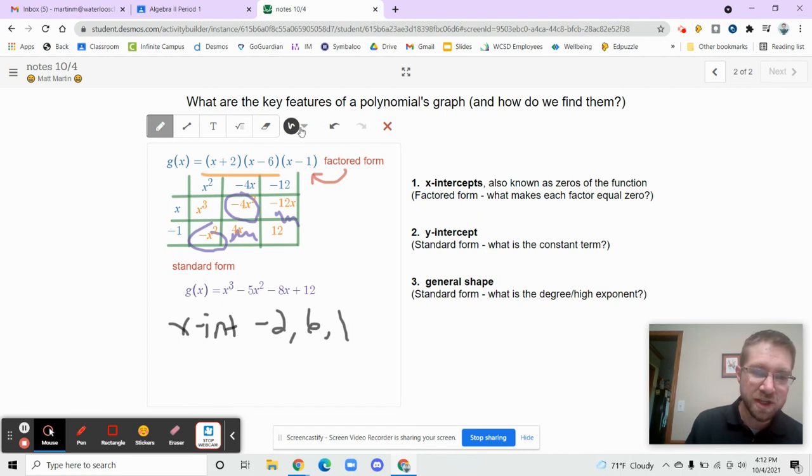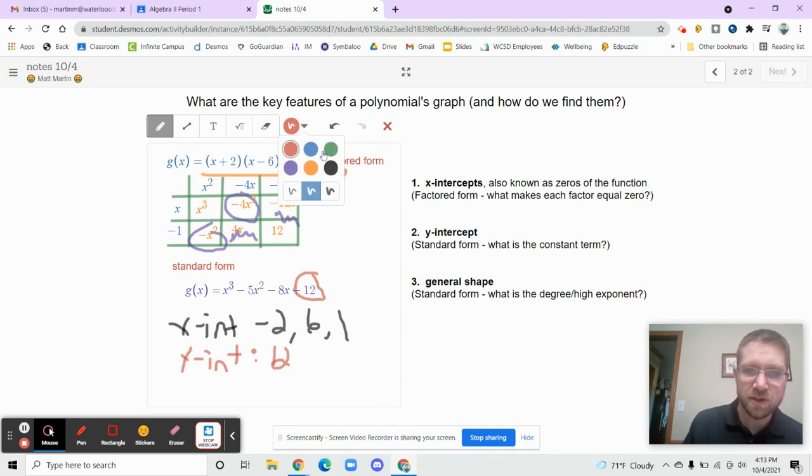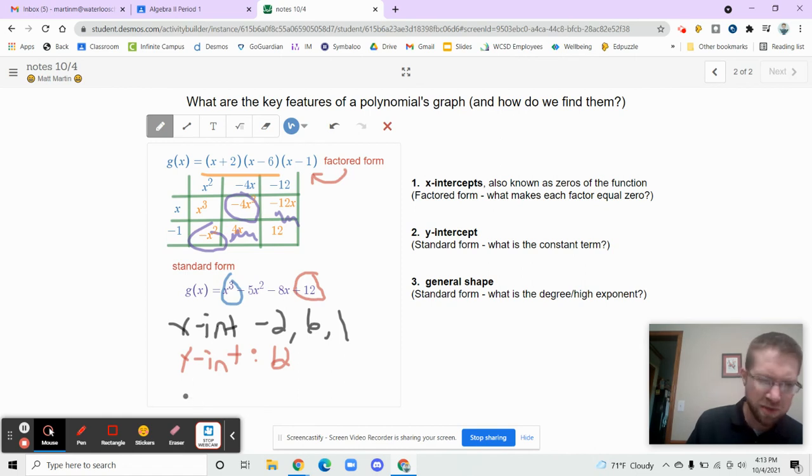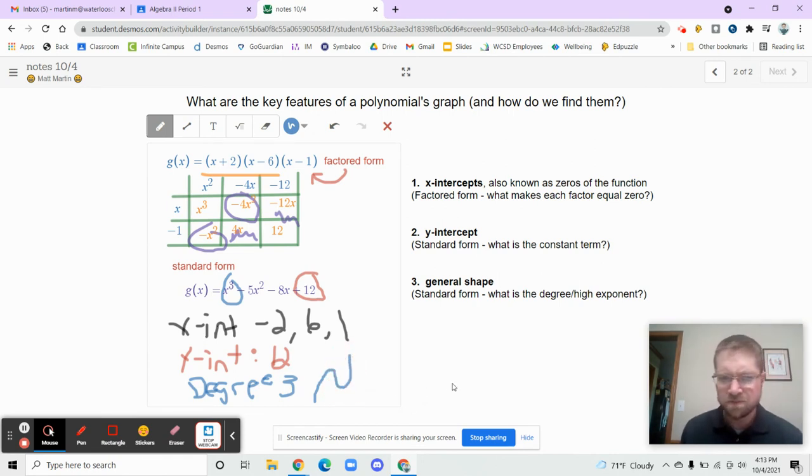Meanwhile, the y-intercept, I will look at the standard form for that, and we can say that the y-intercept is the constant term. Now it's positive 12. So y-intercept at positive 12. And when we go to talk about the shape of the graph, we're going to think about the highest degree term, which is x to the 3, highest exponent. So if it is a degree 3 equation, we know that every degree 3 equation has an overall n-shaped curve. So something kind of like that.